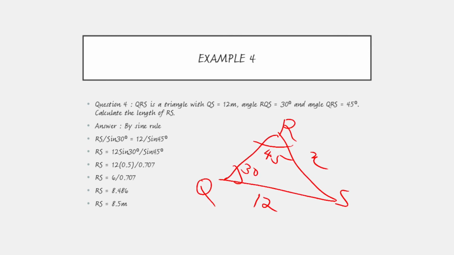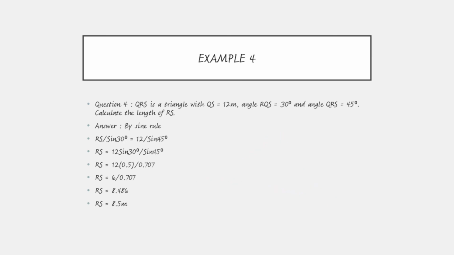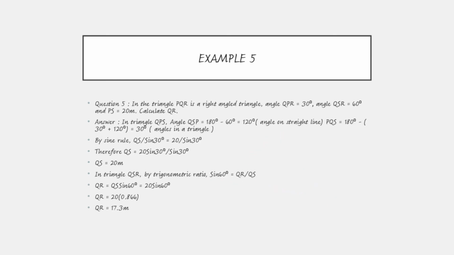Find this line RS. Therefore, we use RS over sine 30 equals 12 over sine 45. Then our sine 30 is 0.5, our sine 45 is 0.707. Then you press the calculator, we have our RS to be 8.486, which can be approximated to 8.5 meter.